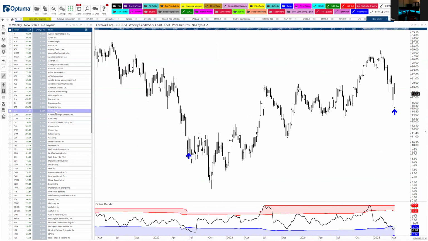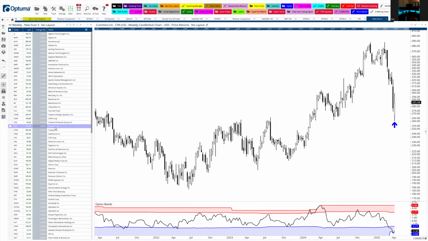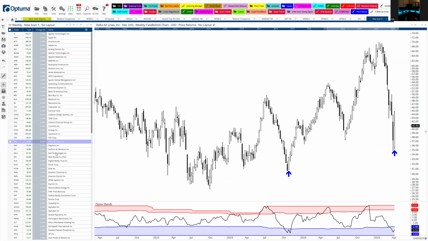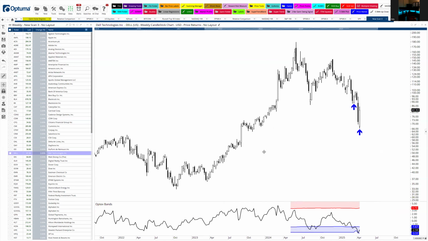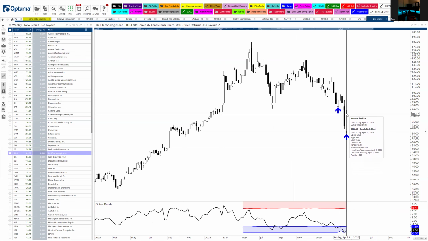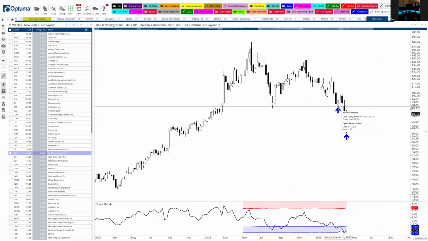Carnival, the Cummins, Salesforce. That was Delta, DuPont, Dell. Some of them got a nice pop of 70 to 81. That's a 10-point move. This one failed.